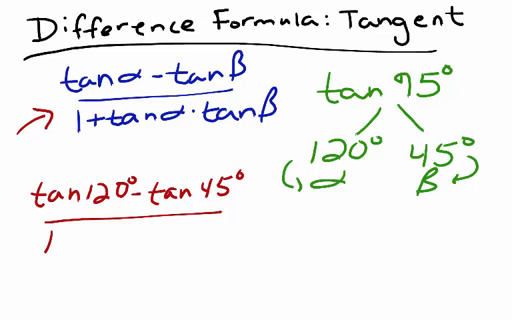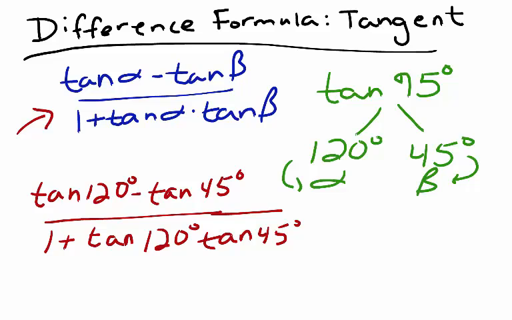Then the denominator will be 1 plus tangent of 120 times tangent 45 degrees. Now I'll rewrite this expression with our values. For tangent of 120 minus tangent of 45 divided by 1 plus tangent 120 times tangent 45.